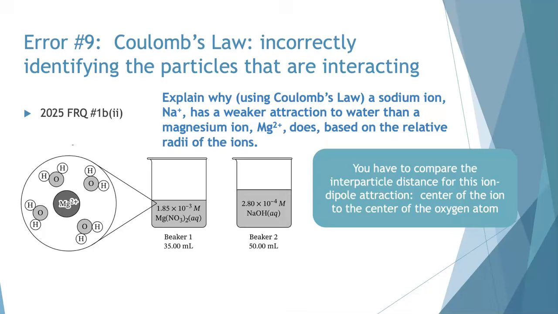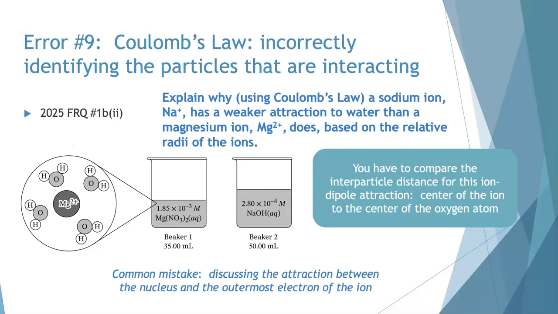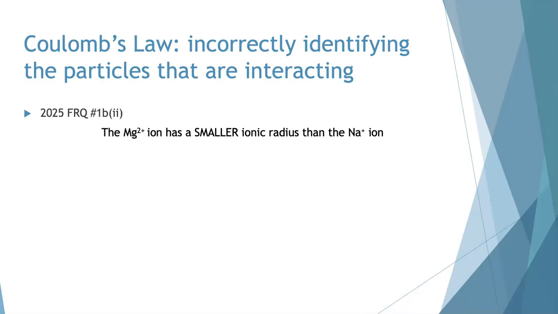The interparticle distance from the center of the ion to the center of the oxygen atom, because that's what's going to be attracted to the cation. So the common mistake that we saw here when scoring these questions was that students talked about why the radius of the sodium ion and the radius of the magnesium ion were different. So they were discussing the attraction between the nucleus of the ion and the outermost electrons of the ion. And that's not really what this question is about at all. What you needed to talk about was that the magnesium ion has a smaller ionic radius than the sodium ion. Just saying that, however, was not enough.